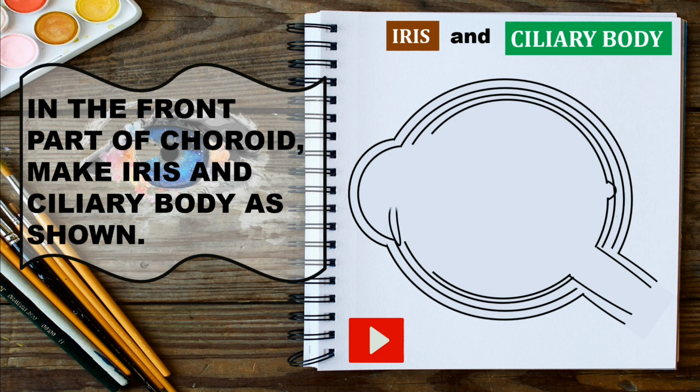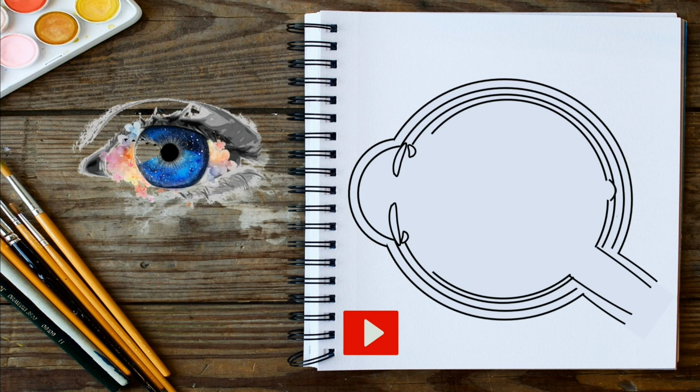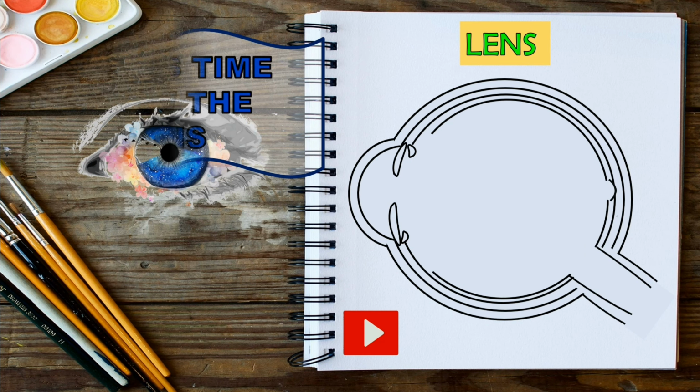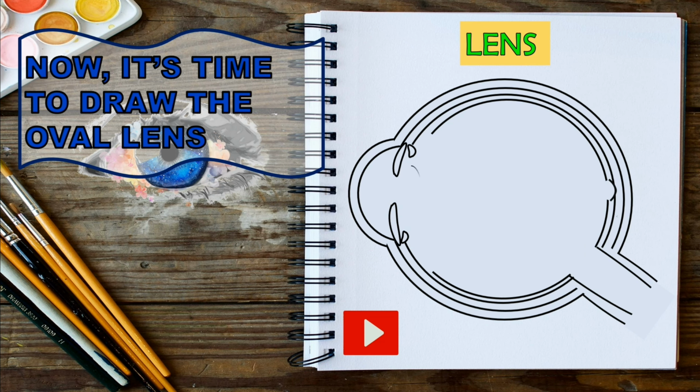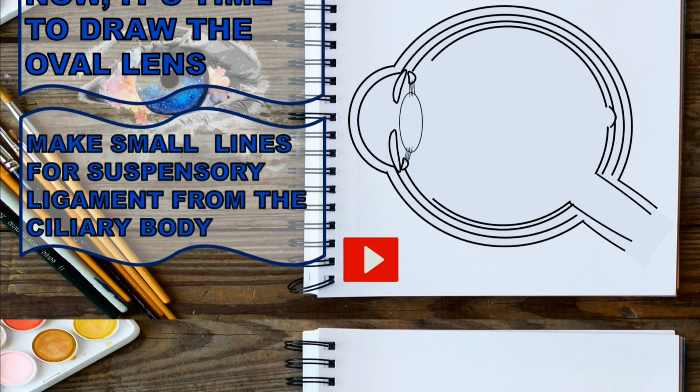In the front part of choroid layer, make iris and ciliary body. Now it's time to draw the oval lens. After drawing lens, make small lines, or suspensory ligament, from the ciliary body.